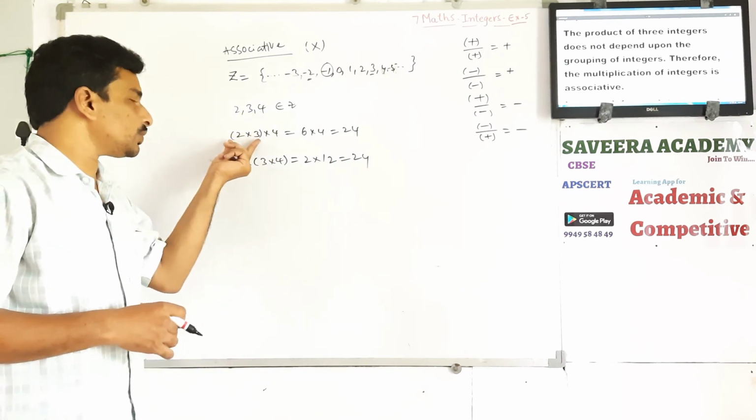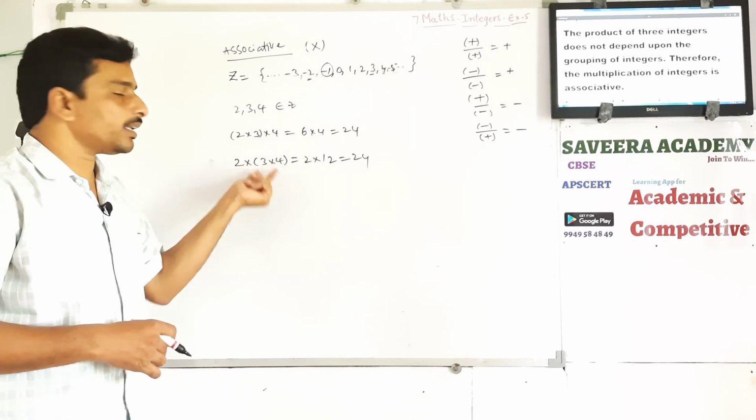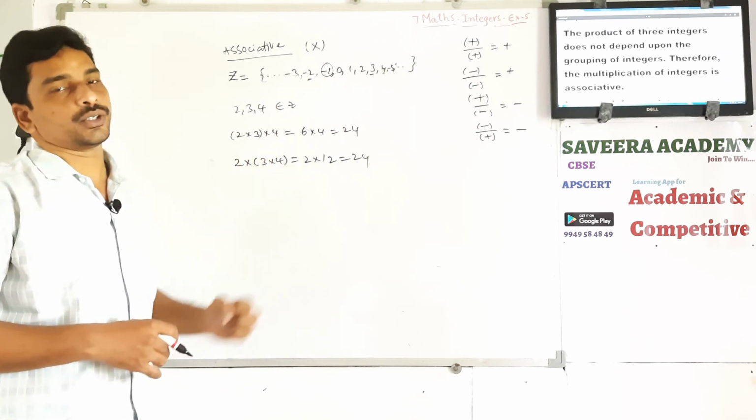Here we grouped these two. Here we grouped these two. So this final product does not depend on this grouping. So this is called as associative property.